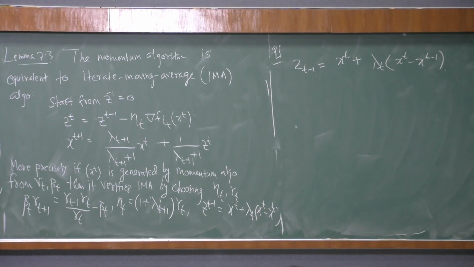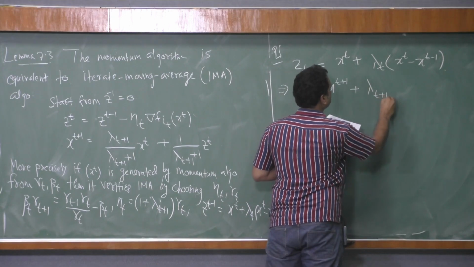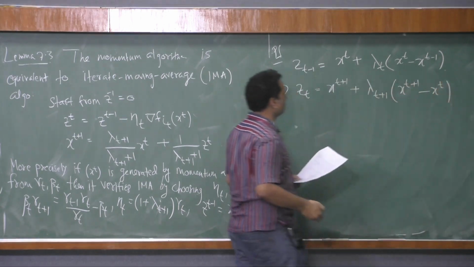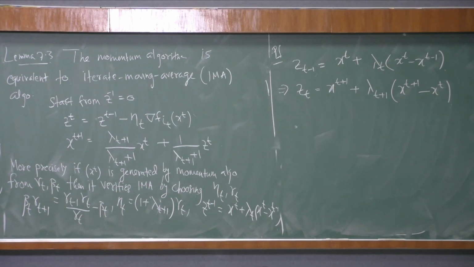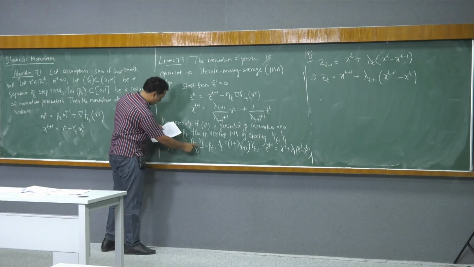Okay, so this is zt minus 1, right? If we do it for zt, meaning we increase the t by 1, then this is same as saying that zt is xt plus 1 plus lambda t plus 1 times xt plus 1 minus xt. So we increase the t by 1, and from there, if I take common for xt and xt plus 1, it is gamma t minus 1 times gamma t divided by gamma t minus beta t.